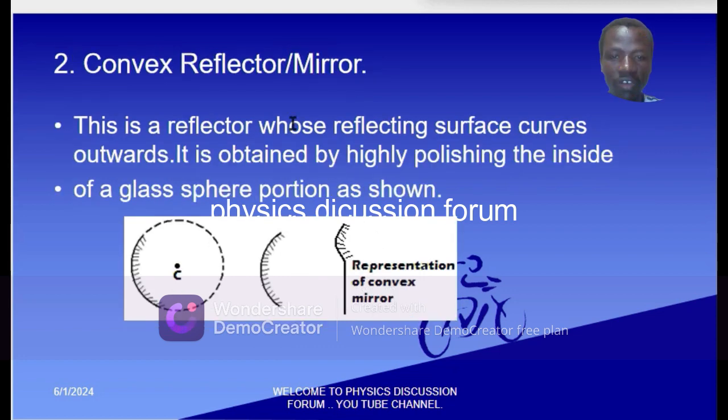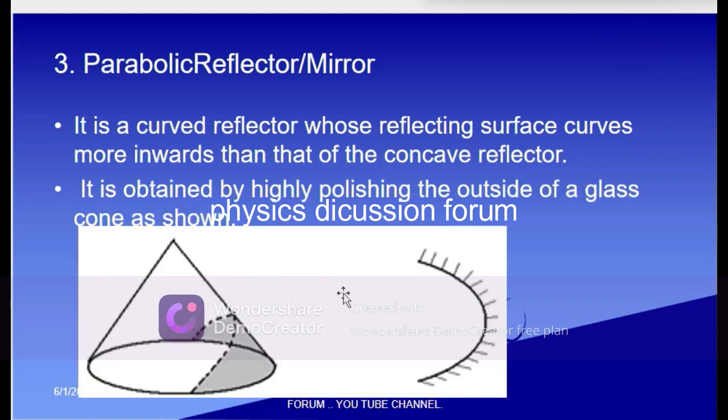Second, we have the convex reflector, or what we call the convex mirror. It is a reflector whose reflecting surface curves outwards. You can see it curves outwards. It is obtained by highly polishing the inside of the glass. So the inside is polished, as shown here where the cursor is. Then this is how it is represented in a graphical drawing. This is how we represent the convex mirror.